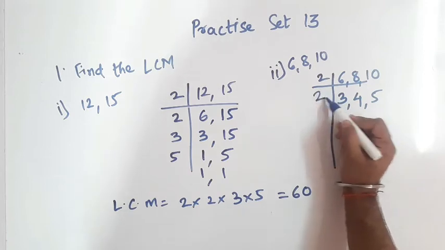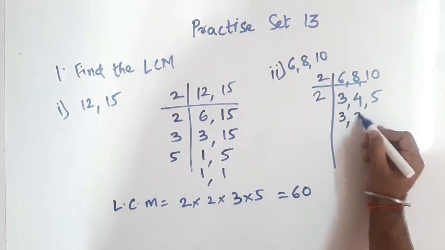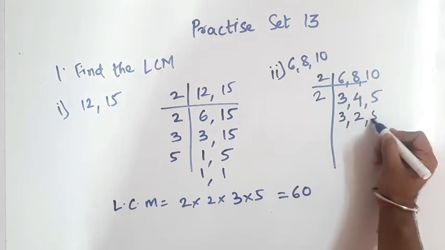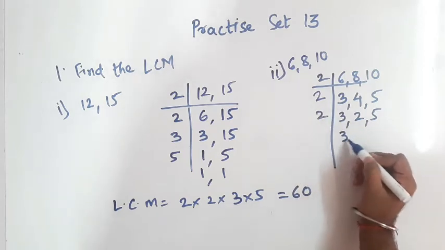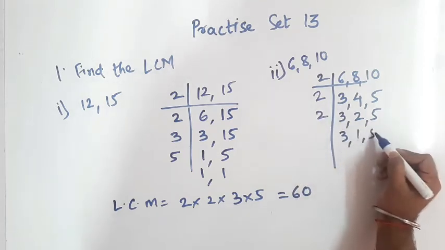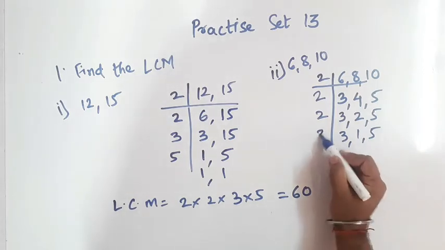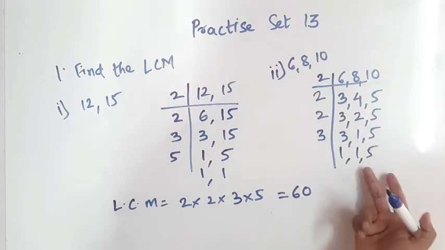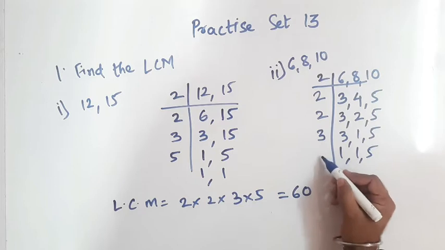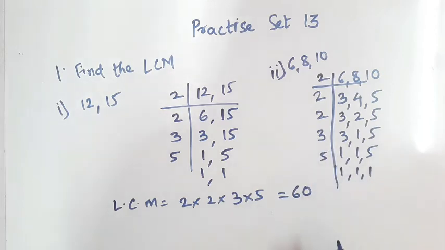So I'll take 2. 3 as it is, 2 twos are 4, 5 as it is. Then again I'll take 2, 3 as it is, 2 ones are 2, and 5 as it is. Now I cannot take 2, I'll take 3: 3 ones are 3, 1 as it is, 5 as it is. Now I cannot take 2 or 3, I will take 5. So 5 ones are 5, 1, 1, 1. Your working is over.